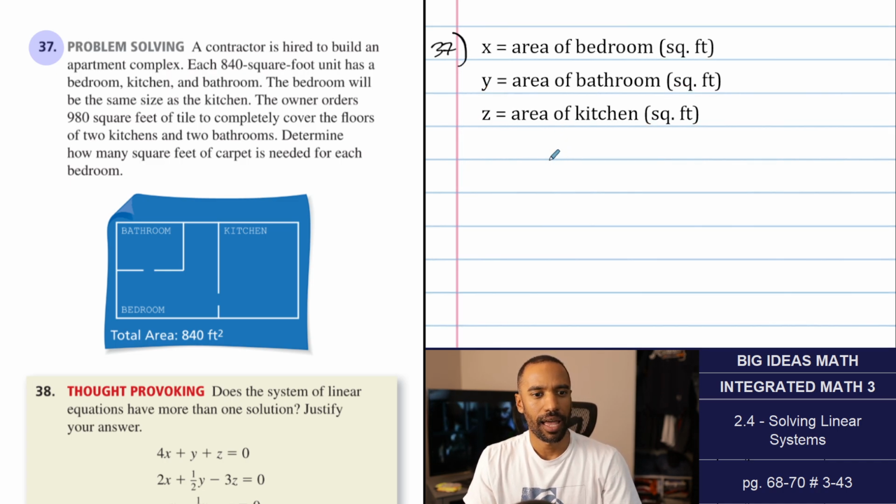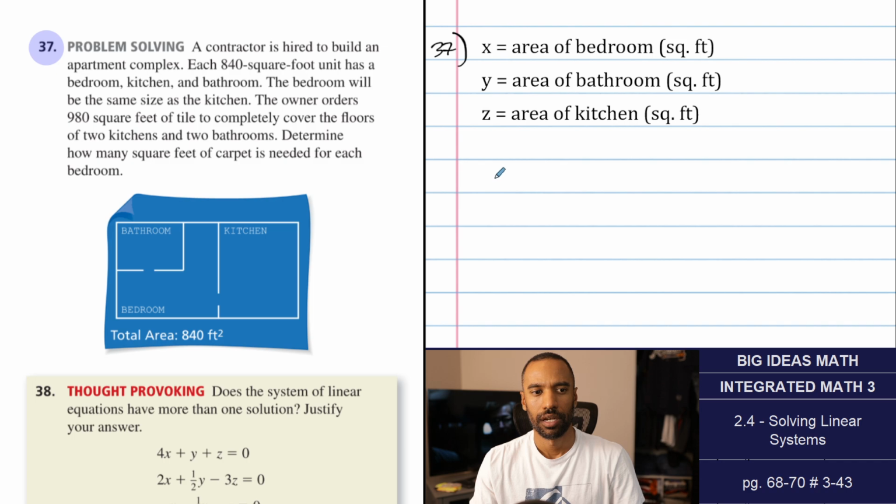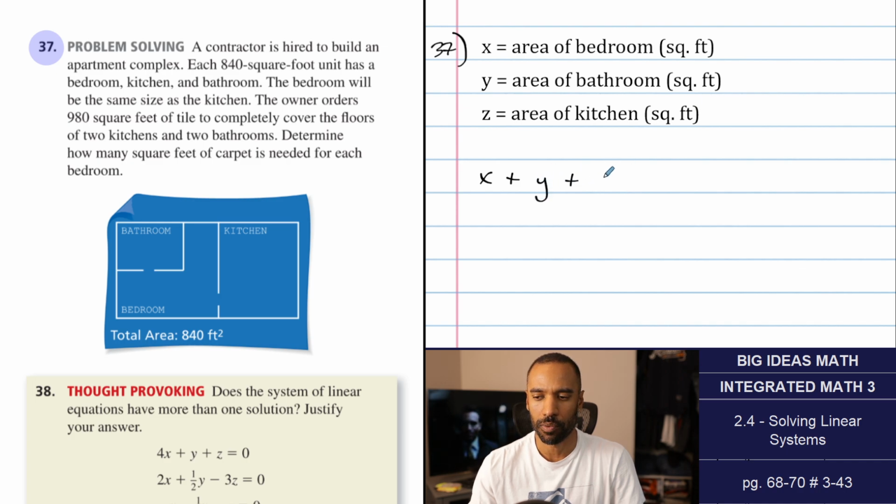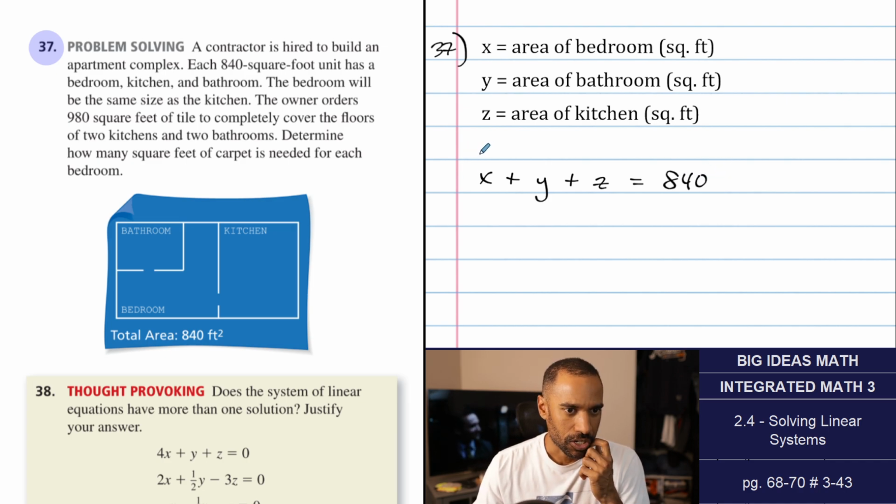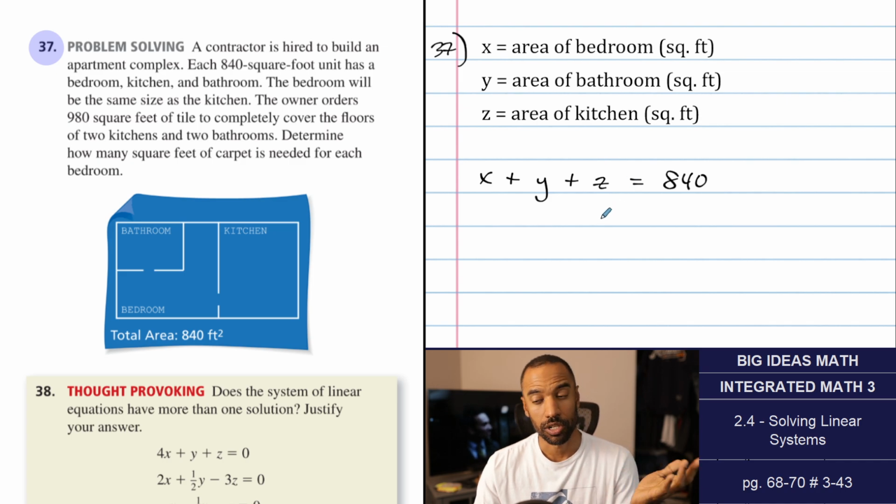So every apartment is 840 square feet when you add the bedroom, bathroom, and kitchen. So that's one equation. A second equation, the bedroom will be the same size as the kitchen. A second equation will be bedroom is same size as kitchen.